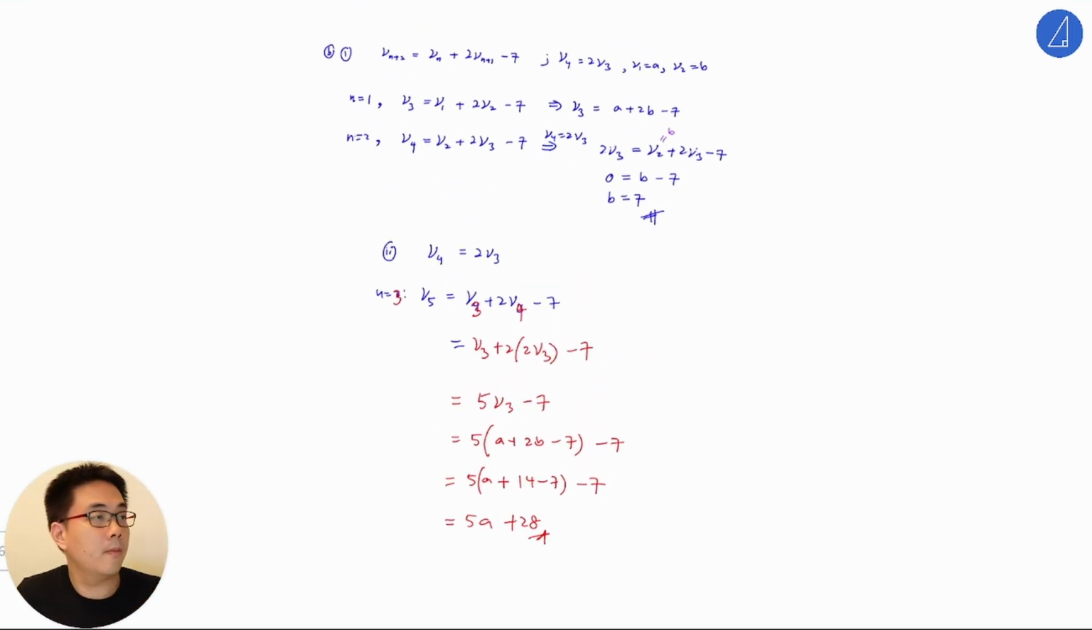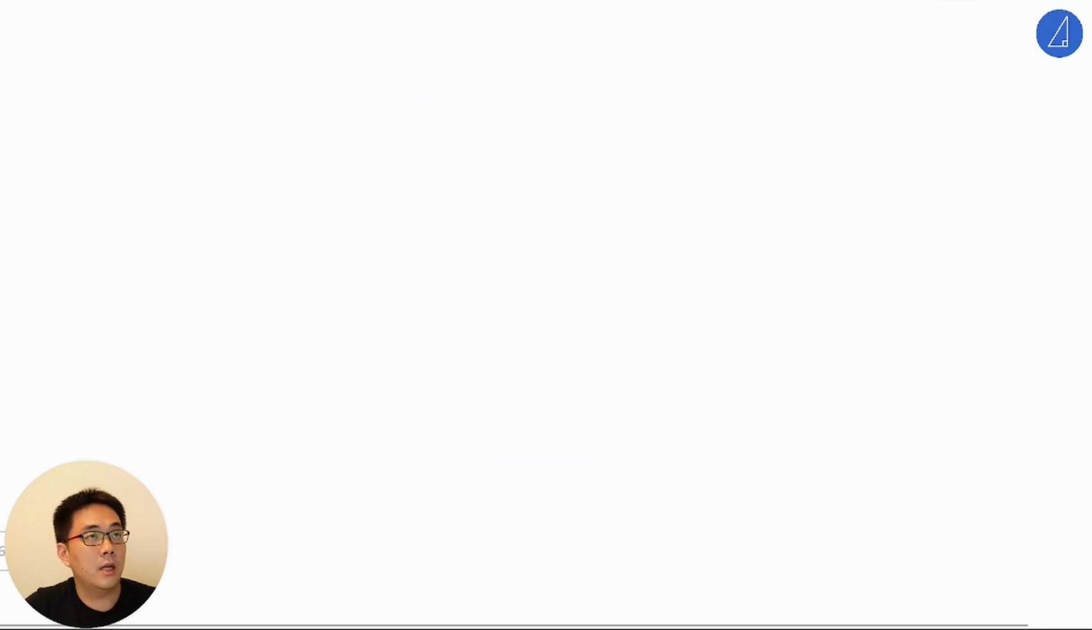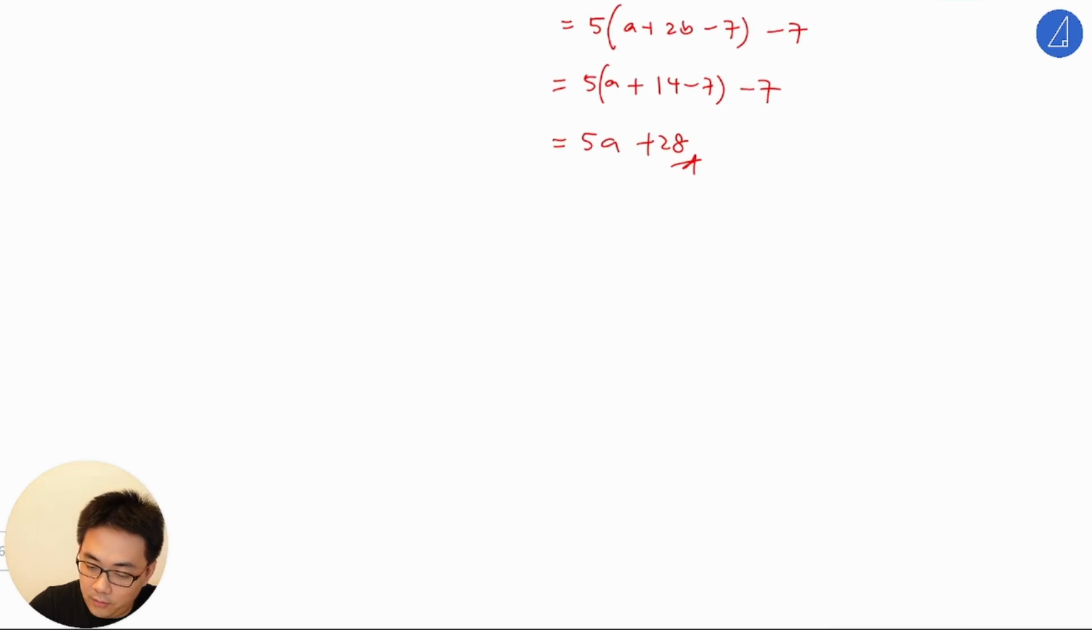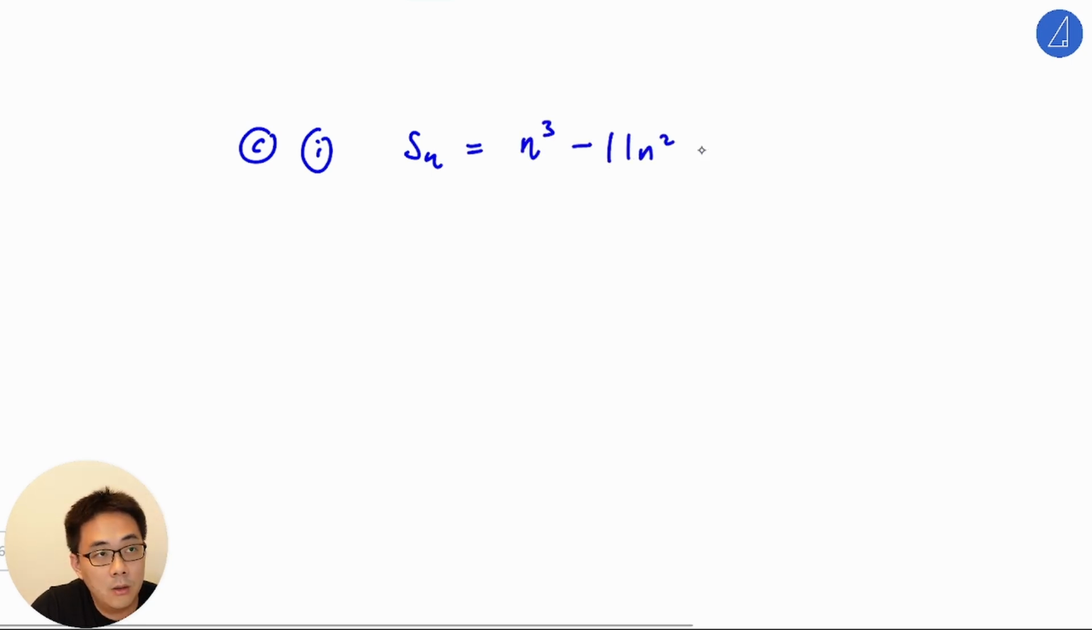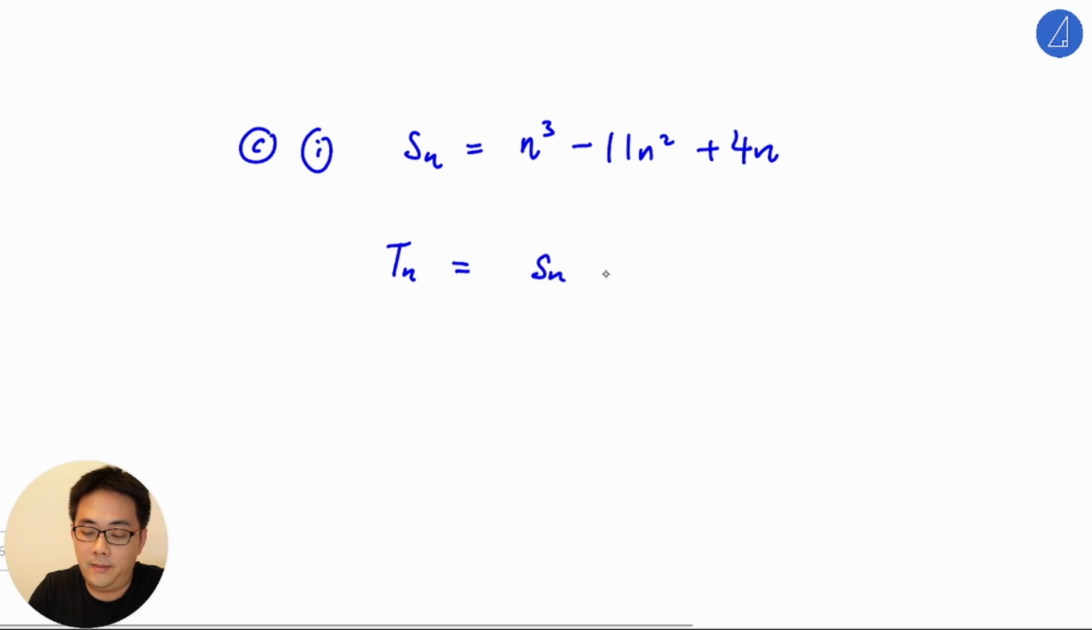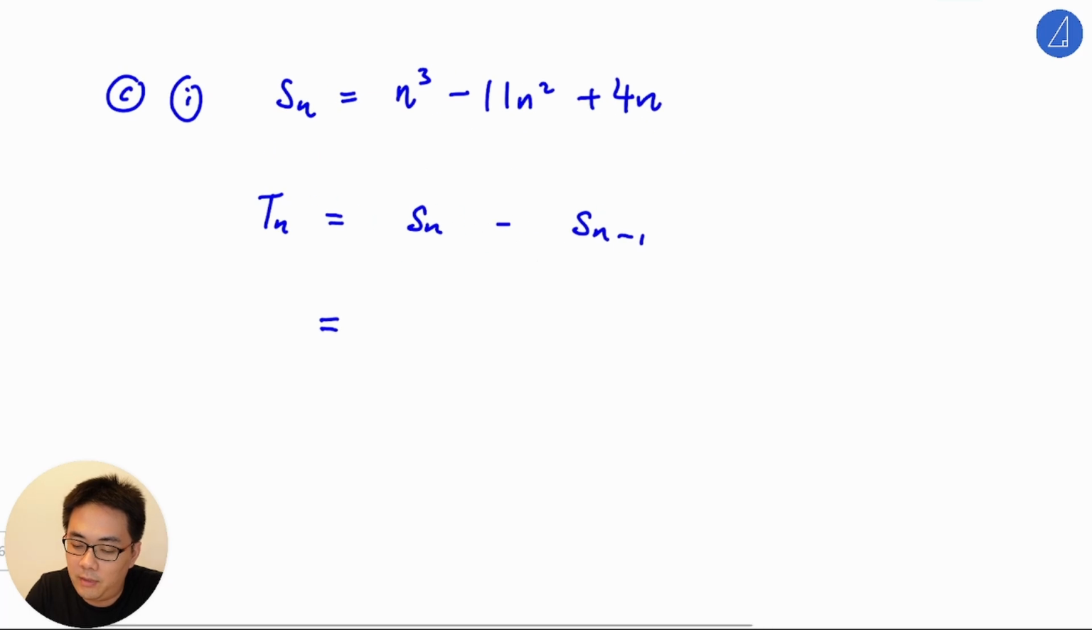Okay. C, you want to find the nth term. So the nth term, you're given Sn is equal to n cubed minus 11n square plus 4n. Okay. So what we're going to do is, if you want to find the nth term, you just take Sn minus Sn minus 1.